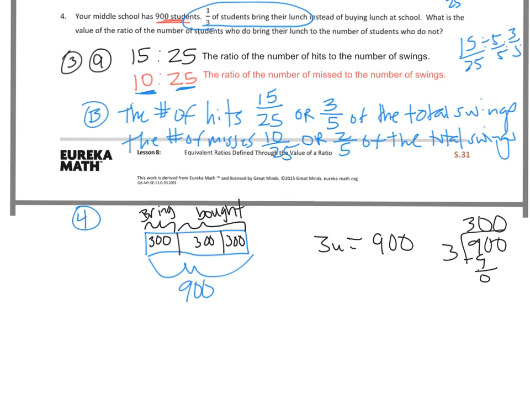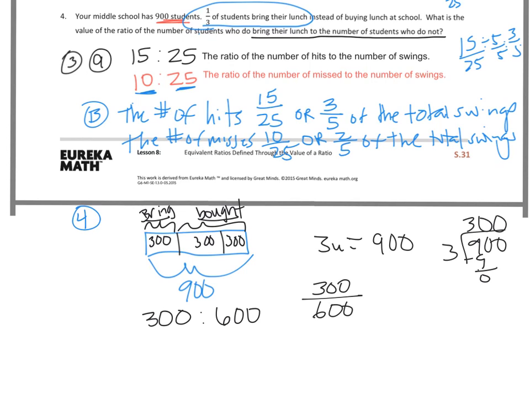So the people who bring, and I know that I'm looking at bring their lunch to the number of students who do not. So 300 to 600. That's my ratio because I have to do bring first, which is 300. Bought has two 300s, which is 600. The value of the ratio would tell me the first number goes on top and the second goes on bottom. And then I have to simplify this down.